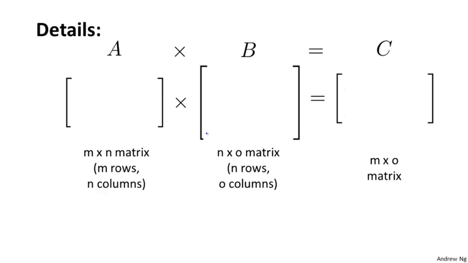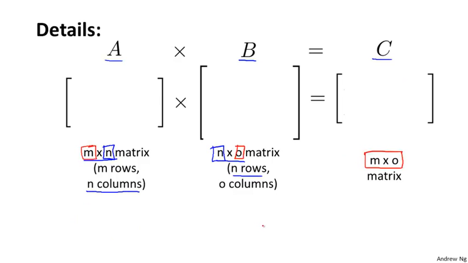Here are the details. I have a matrix A, and I want to multiply that with a matrix B, and the result will be some new matrix C. It turns out you can only multiply together matrices whose dimensions match. So A is an m by n matrix, so m rows, n columns. And I'm going to multiply that with an n by o matrix. This n here must match this n here. So the number of columns in the first matrix must equal the number of rows in the second matrix. And the result of this product will be an m by o matrix, like the matrix C here.